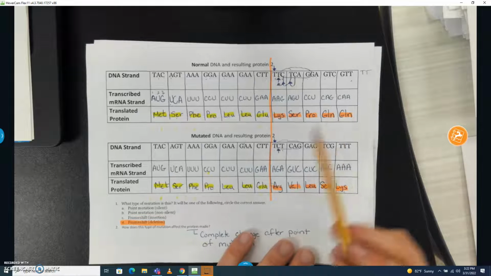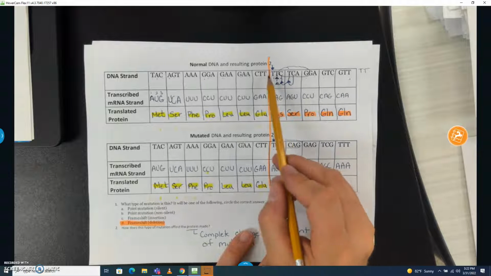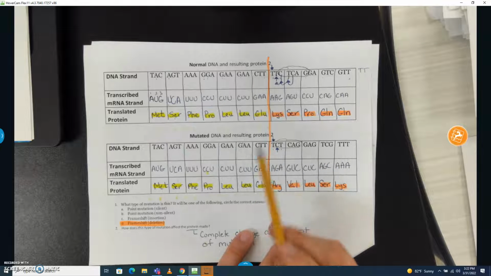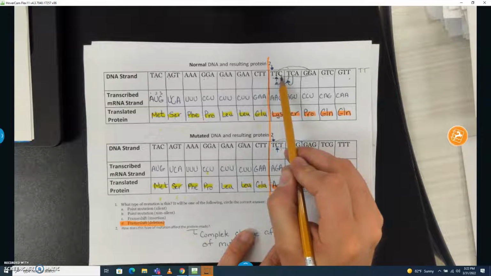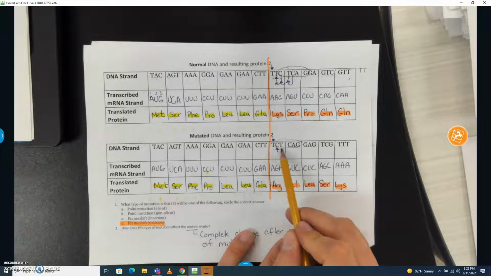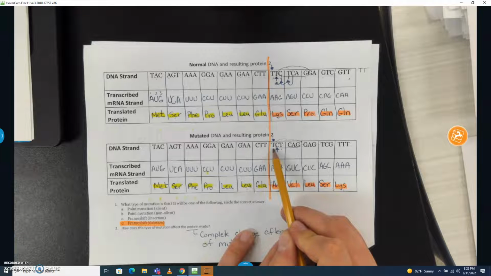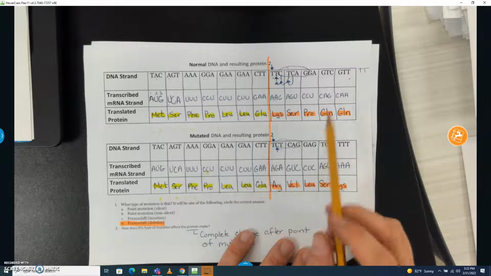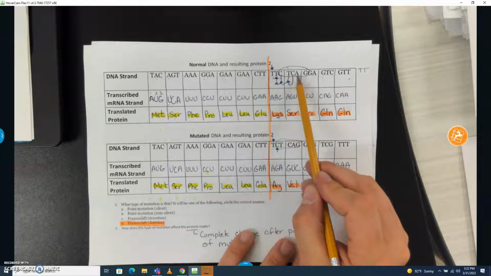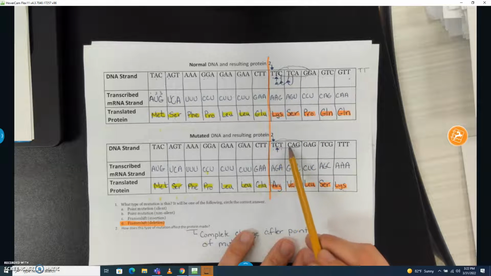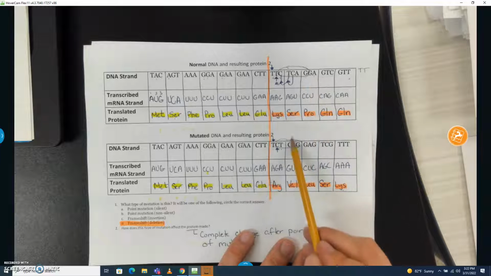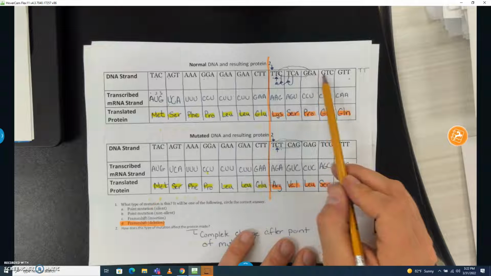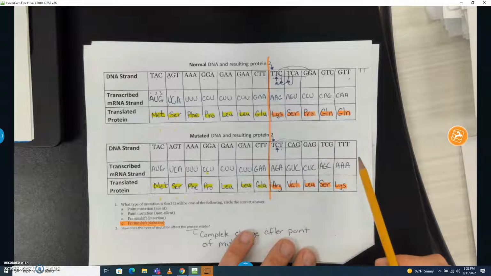Looking at the normal strand of DNA, right here there should be CTT, and we have CTT. And then the next one should be TTC, but we only have TCT, only one T. We can see, moving beyond, that there is some similarity: CTCAG, CTCAG. So this section and this section are exactly the same. Moving beyond, they're exactly the same as well.